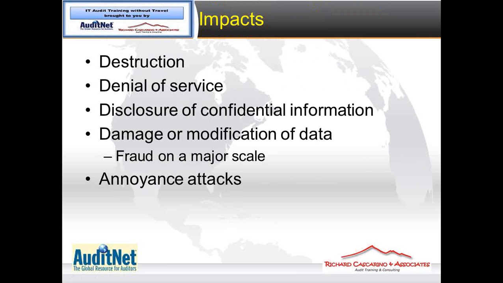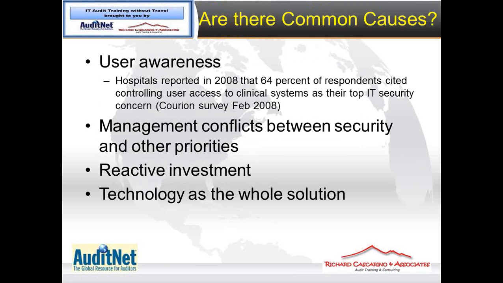Impacts can be anything from destruction, denial of service attacks, disclosure of your confidential information, damage or modification of data, fraud on a massive scale. Now, if you're lucky, it's just going to be an annoyance. You're going to find that when you try to do things, it doesn't move as fast as it should, it doesn't work quite the way it should, and it's just a pain. But if it's malicious, you've got real problems.